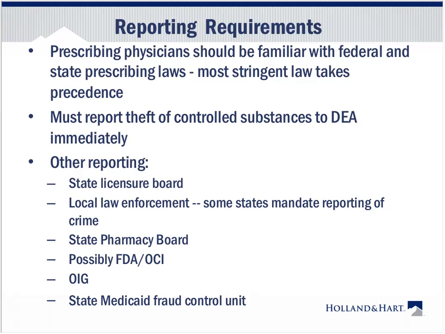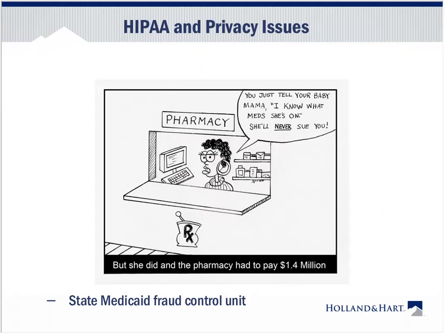The state pharmacy board will likely need to be a report made to them. Possibly the FDA, depending on what has been diverted, the OIG, state Medicaid fraud control unit. So these are all areas that there may be a need to report depending on the laws.